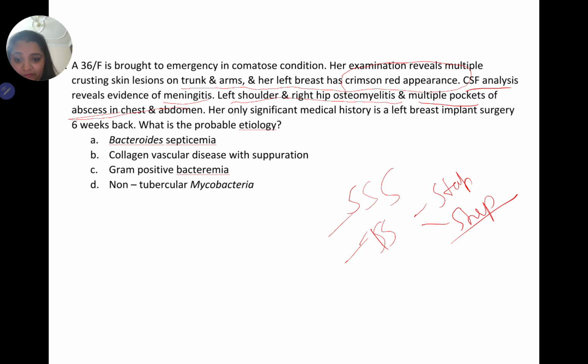But when you read further, her only significant medical history is left breast implant surgery 6 weeks back. So whenever you're thinking along this line, NTM bacteremia becomes more likely, and you will have to look for it. Usually it is Mycobacterium fortuitum which causes such infection in case of implant surgery. Also, if the patient has any history of tattooing, etc.